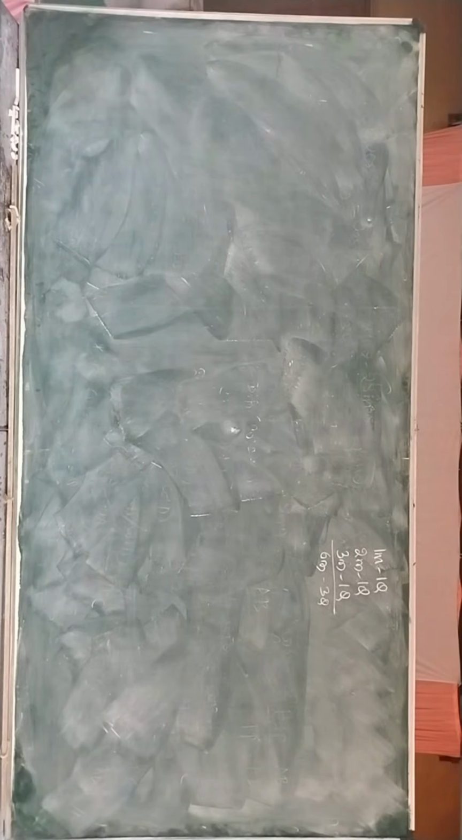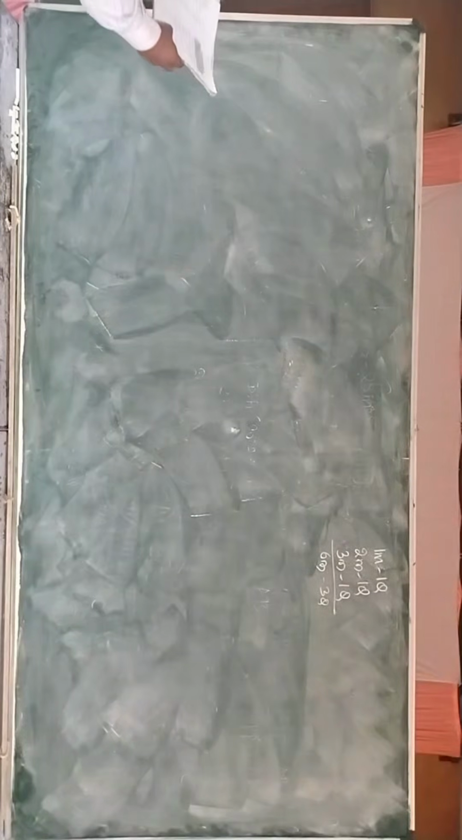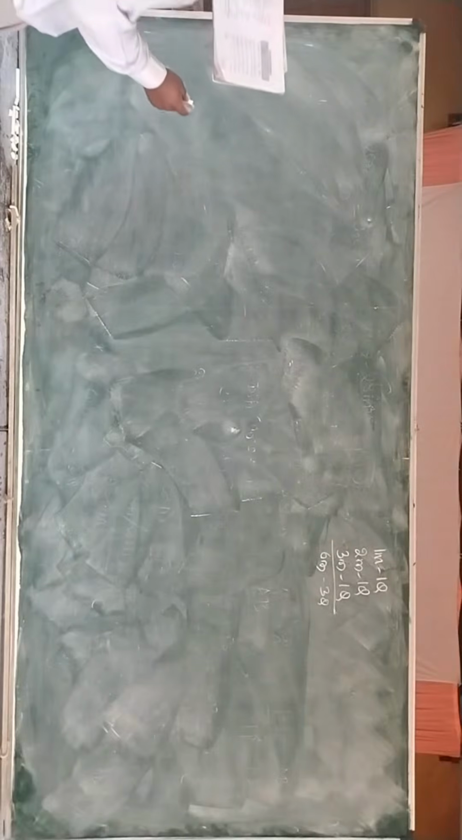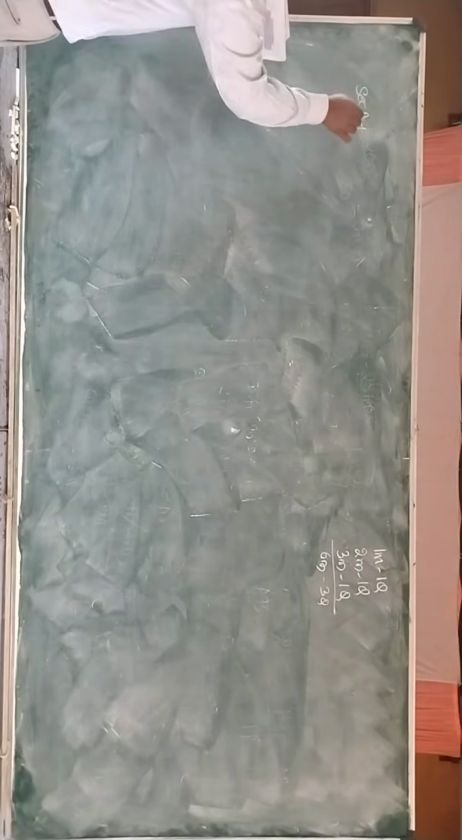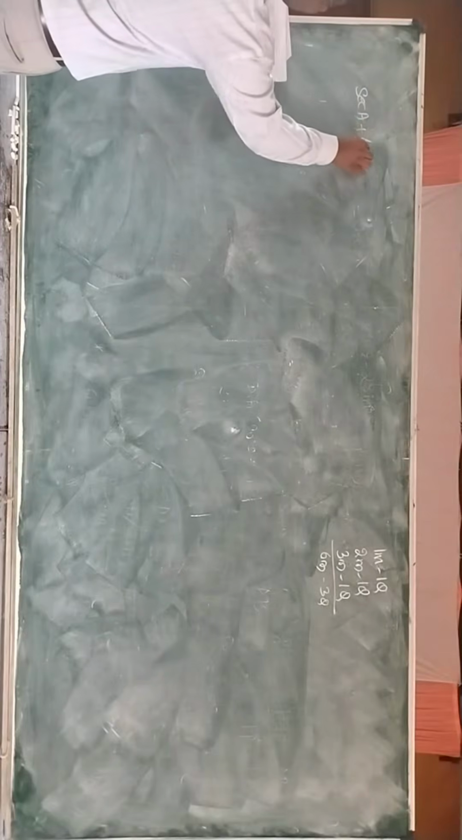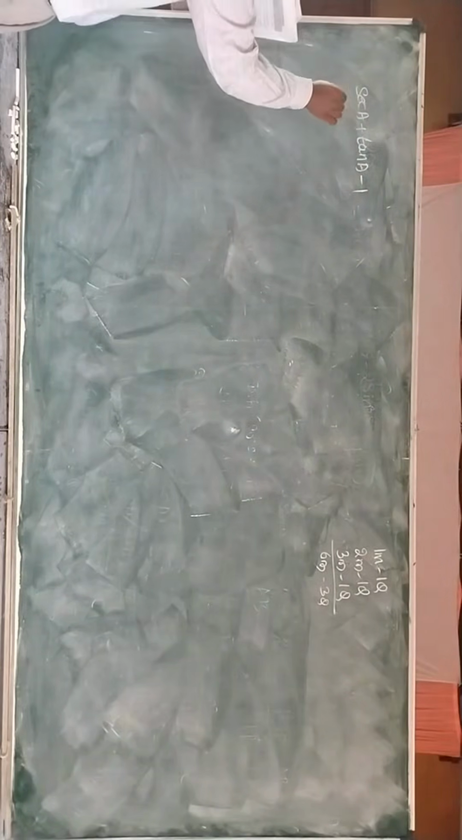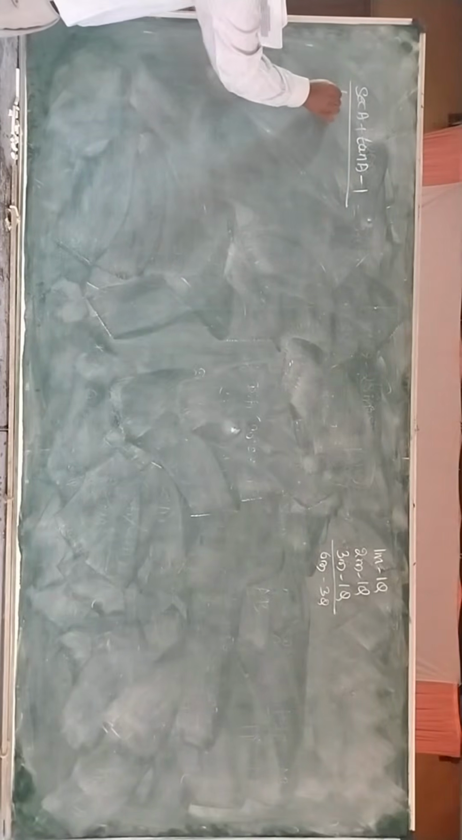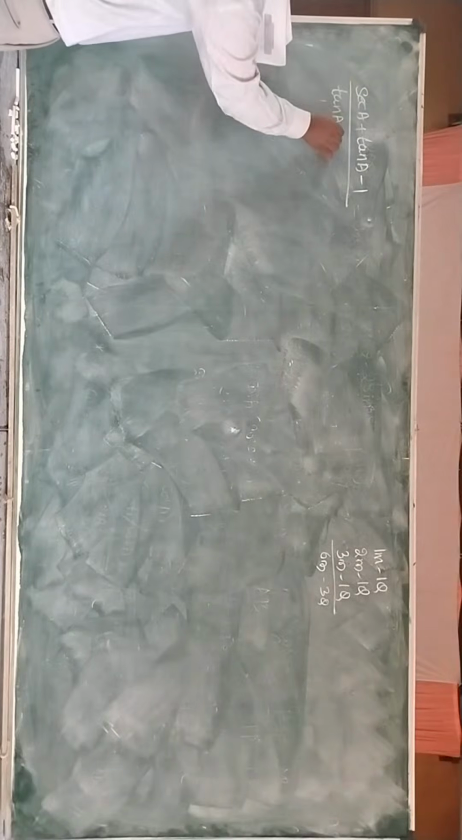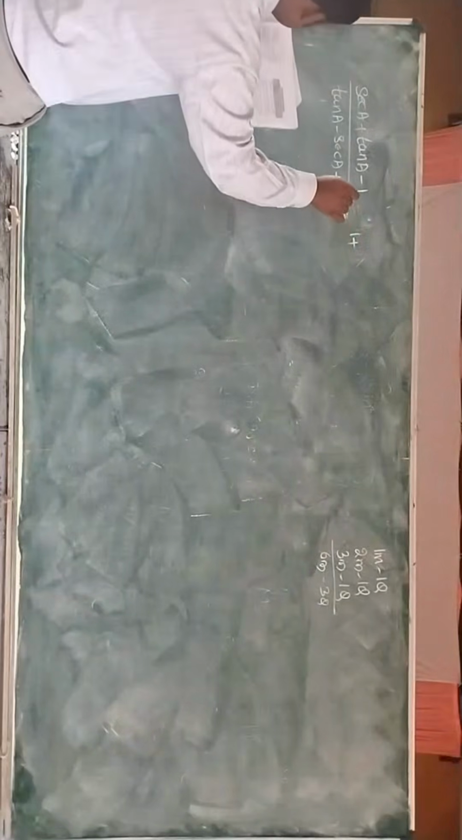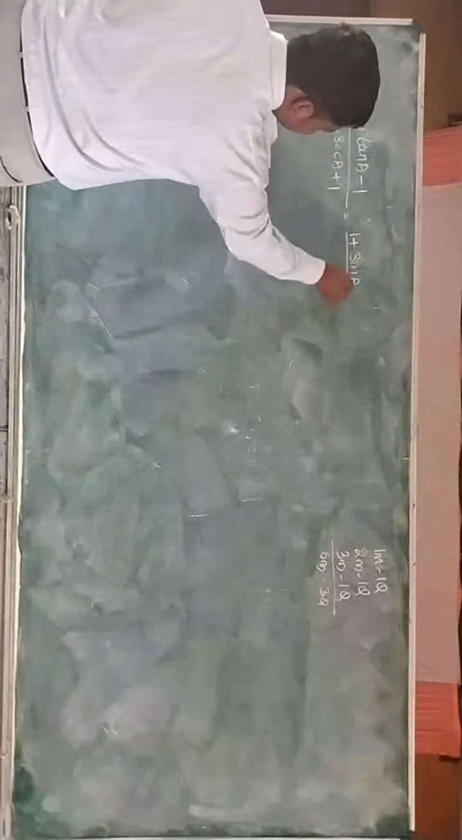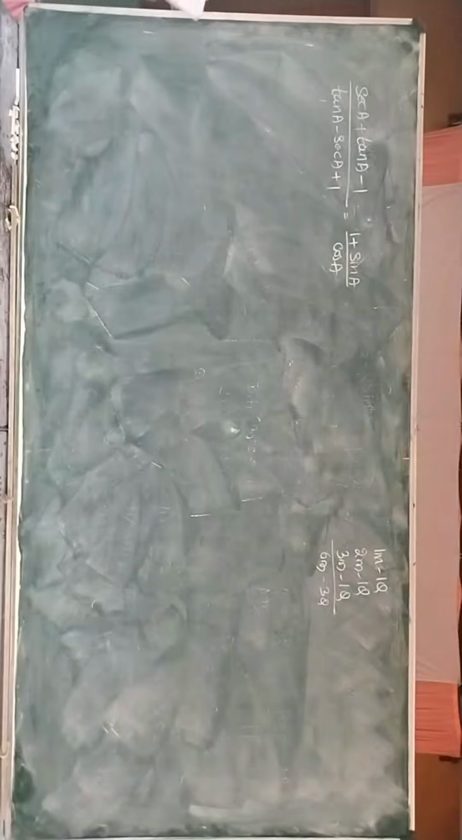This next question. Do that. Sec A plus tan A minus 1 divided by tan A minus sec A plus 1 is equal to 1 plus sin A divided by cos A. Textbook example, illustrative example.